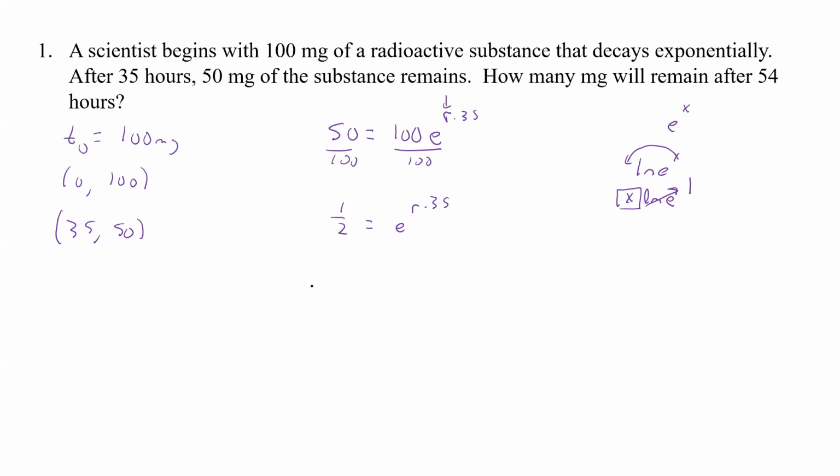So what I'm going to do is take the ln of 1/2 equals, now I know that I can bring the exponent down over here. So that's going to be 35r times ln of e.